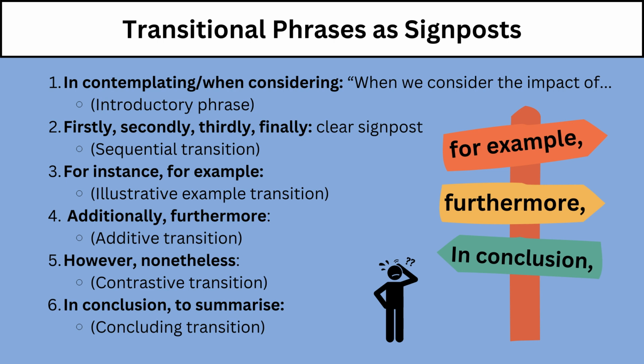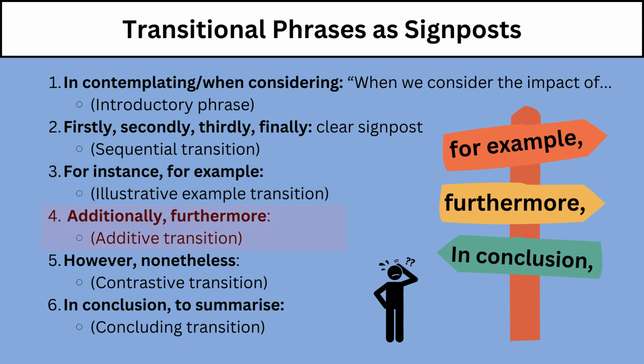There are different types. For example, something like in contemplating or when considering is a common introductory phrase. Things like firstly, secondly, thirdly, and finally are sequential transitional phrases that are also commonly found in essays. Next, phrases like for instance and for example are illustrative or example transitional phrases. They elaborate on a point by introducing solid evidence.